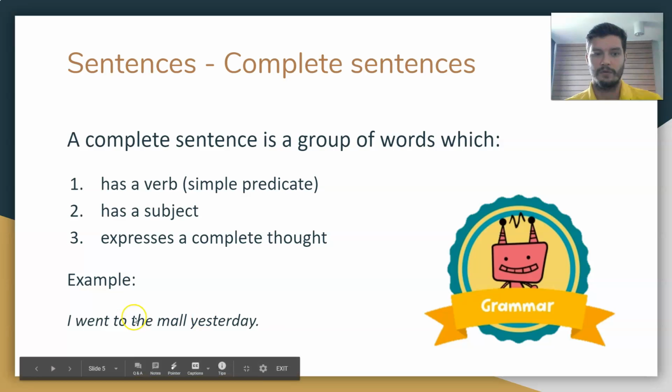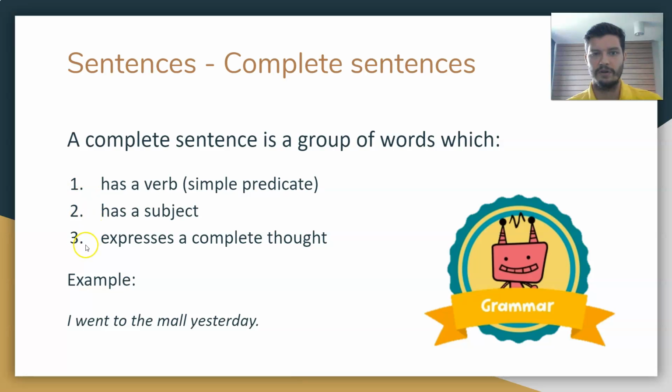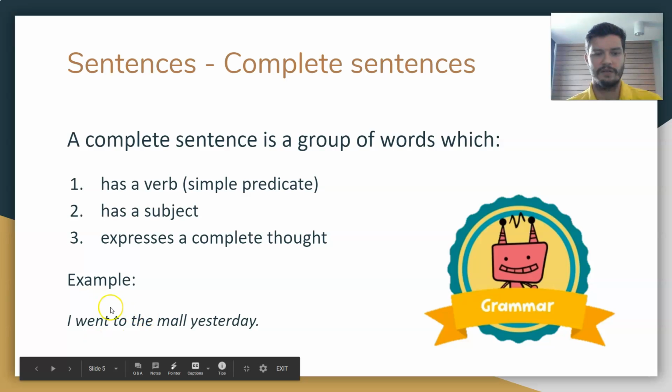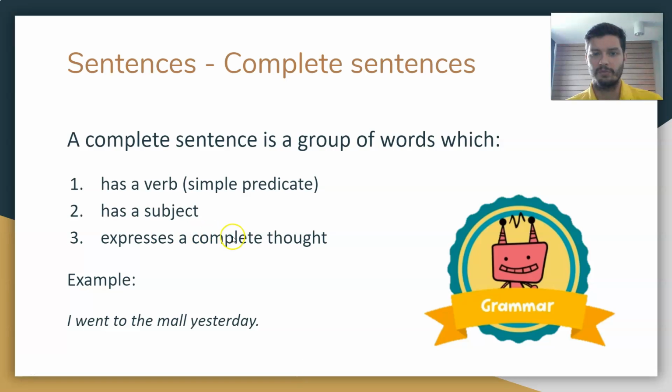Okay, so for example, I went to the mall yesterday. Okay, so let's check our three criteria here to see if it's a complete sentence. Does it have a verb? Yes, went is a verb or a simple predicate. Does it have a subject? Yes, I went to the mall yesterday. Okay. Does it express a complete thought?